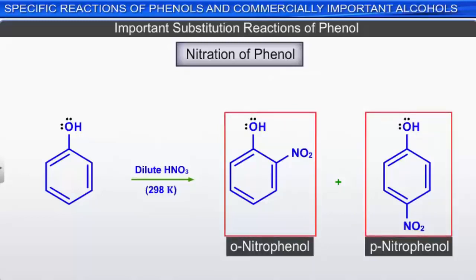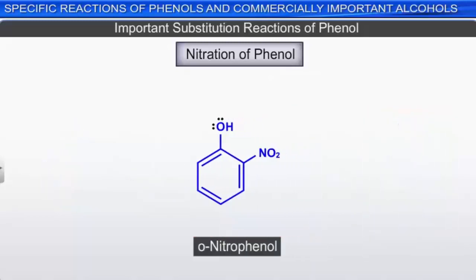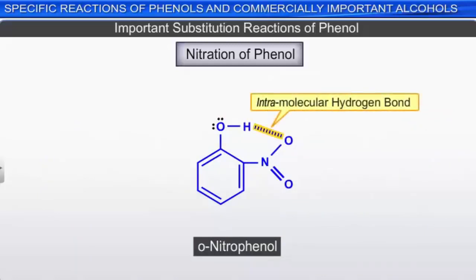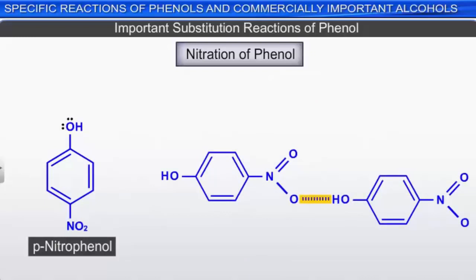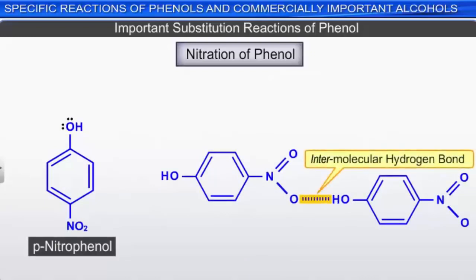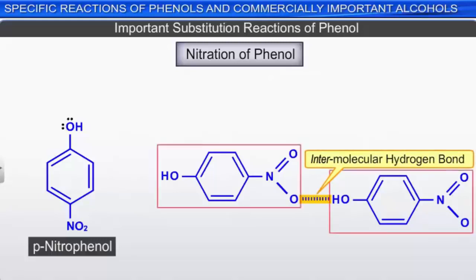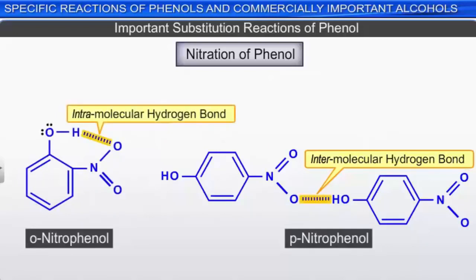As the illustration shows, ortho-nitrophenol can participate in intramolecular hydrogen bonds. The para isomer can participate in hydrogen bonds between molecules. The intermolecular hydrogen bonds hold the para-nitrophenol molecules together. The different hydrogen bond arrangements have important effects on the physical properties.